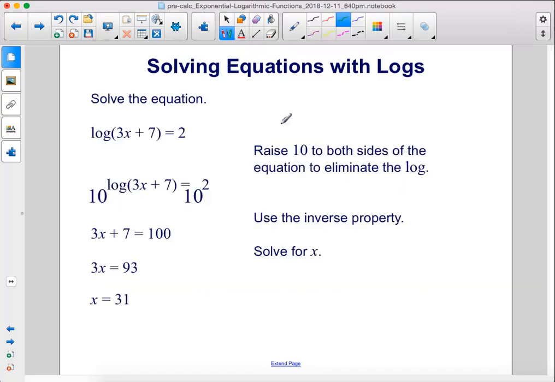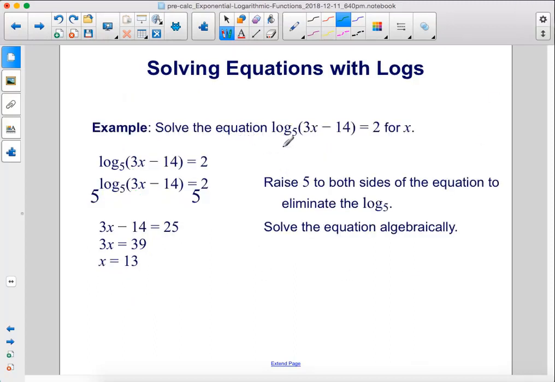Solve the equation. Log of 3x plus 7 equals 2. Let's raise 10 to both sides of the equation to eliminate the log. Remember, if there's no base listed, it is base 10. So we're going to use the inverse property. 10 raised to the power of log base 10 of 3x plus 7, we can cancel these out, and we are left with just 3x plus 7 on the left side. On the right side, we have 10 squared, which is 100. Then we just solve for x, and we get x equals 31.